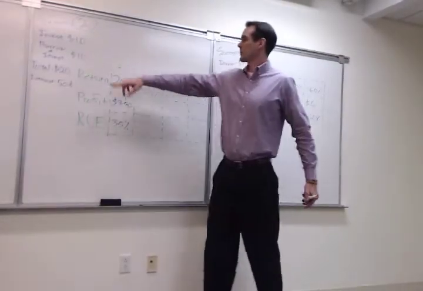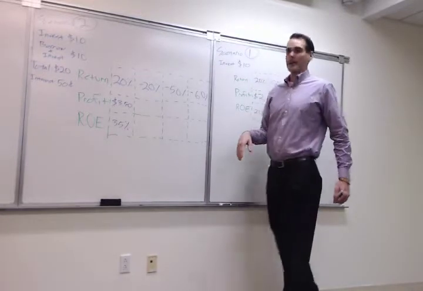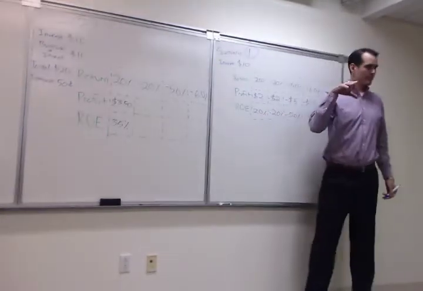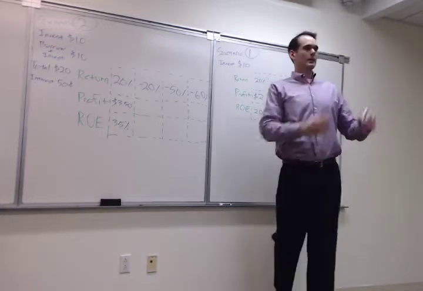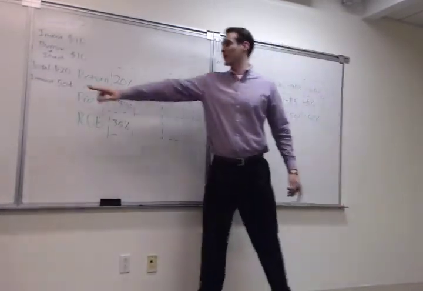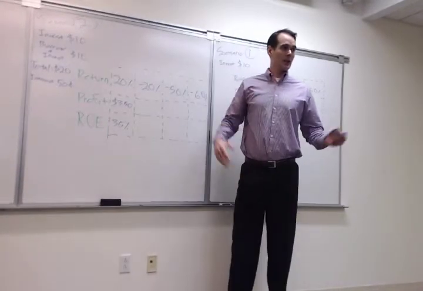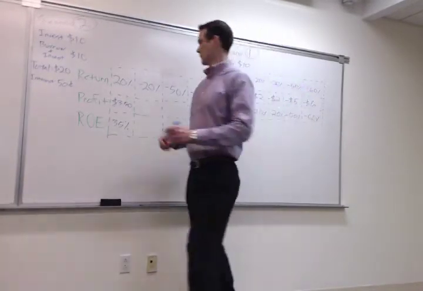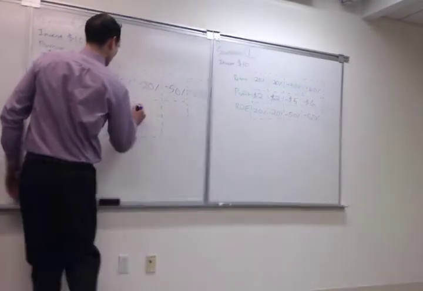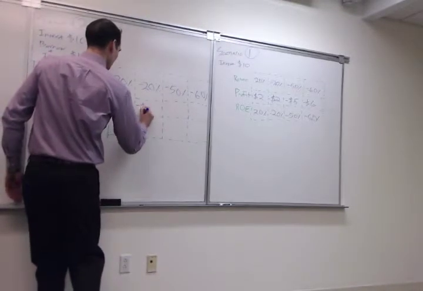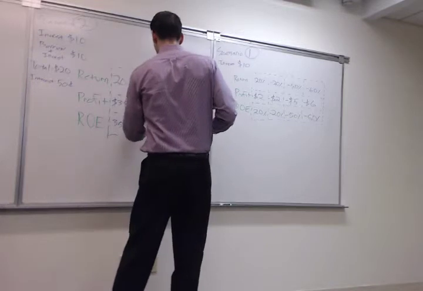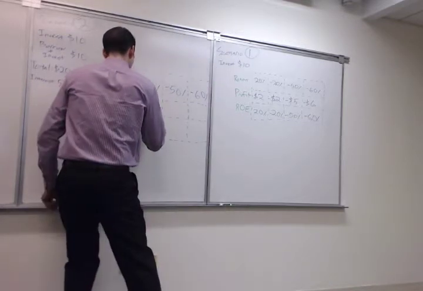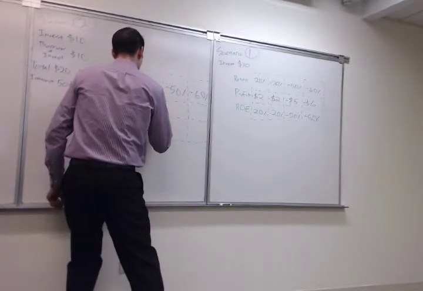So what happened to your $20 after it went down 20%? It became 16. So you lost 4, plus you had to pay 50 cents. So what's your profit? Negative $4.50. Okay, and what is your ROE?